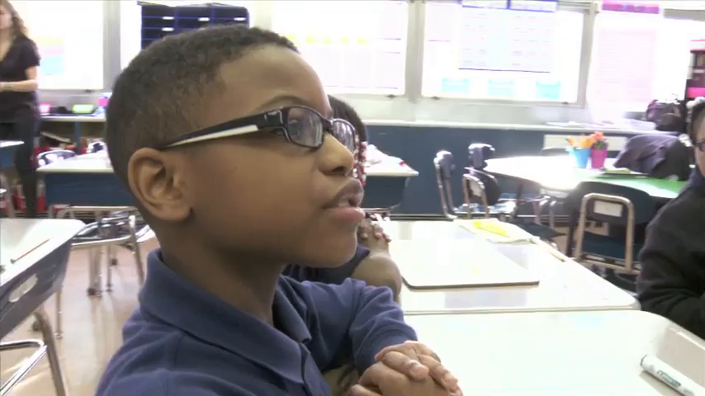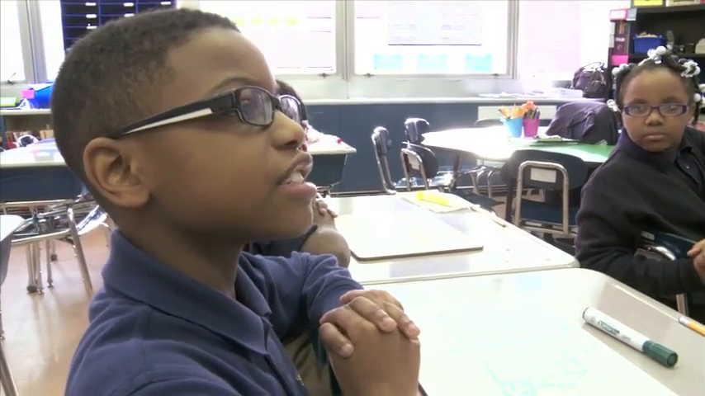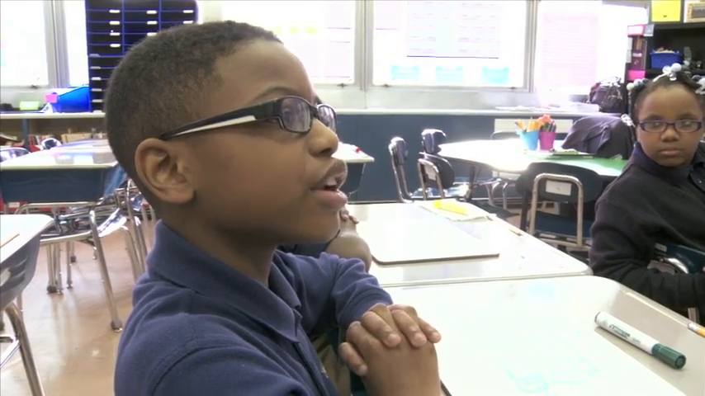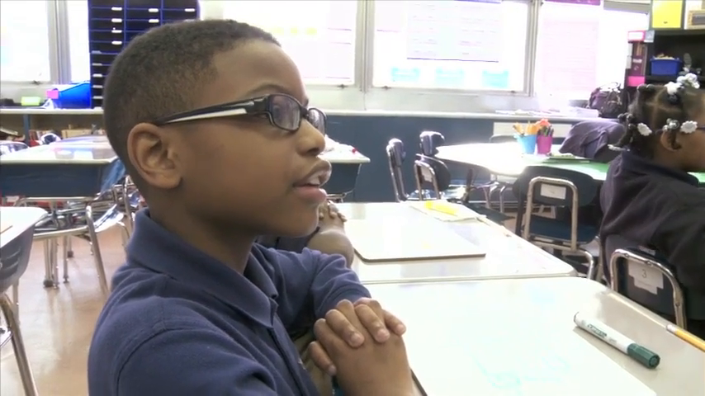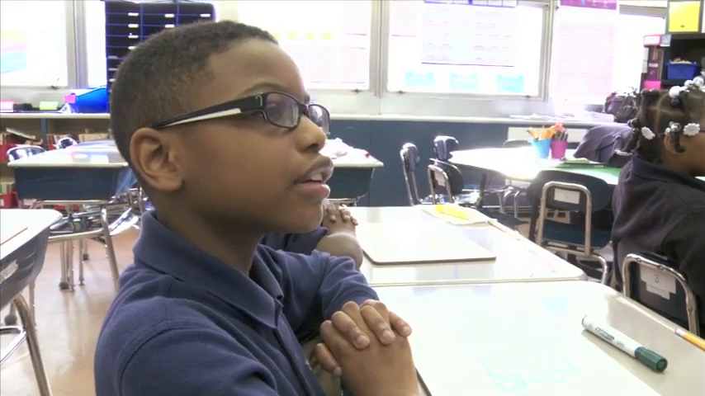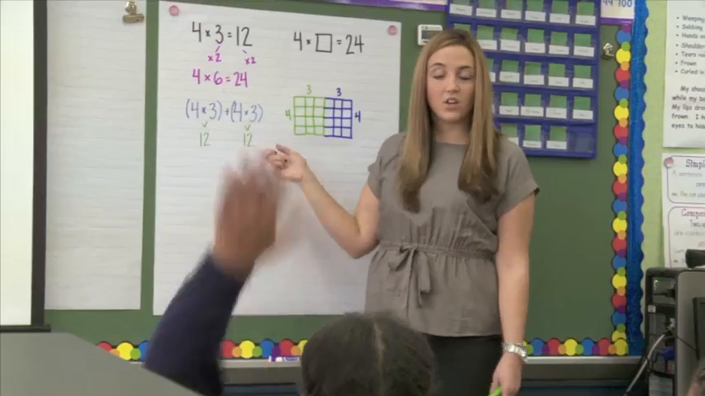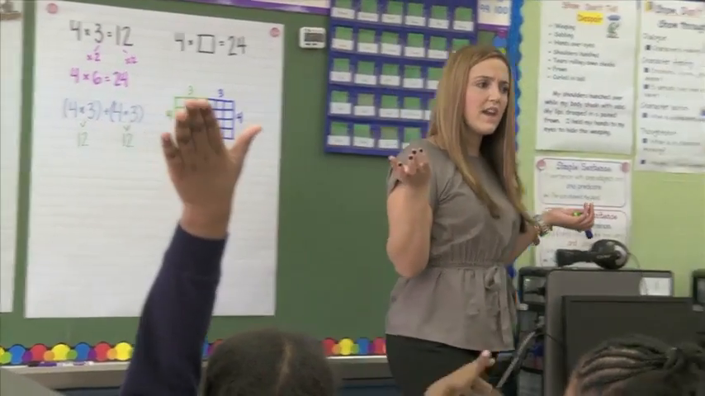Because I know 3 plus 3 gives me 6, and now I know 6 times 4 gives me 24. So is what Chester's saying correct? Could we use this 4 by 3 and know that it gets us to 12 and just double it to create 24? What do you think about that?